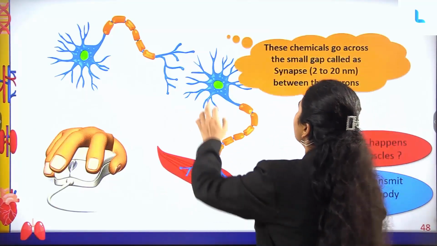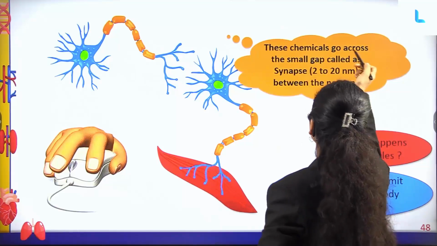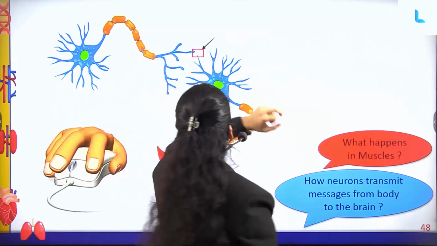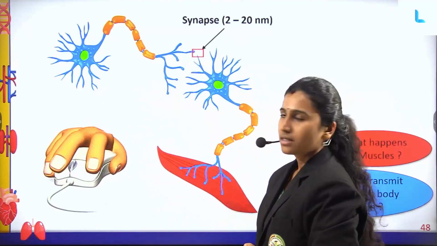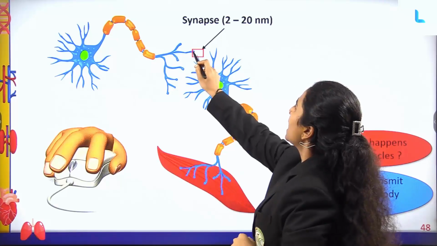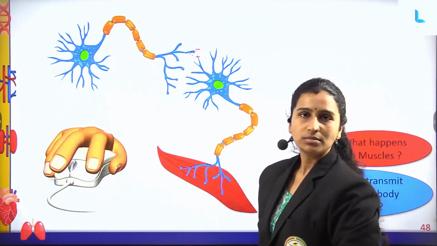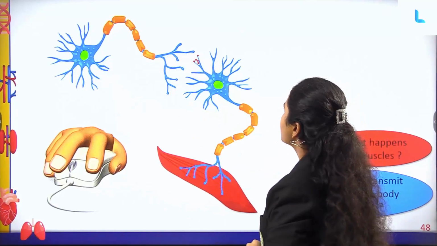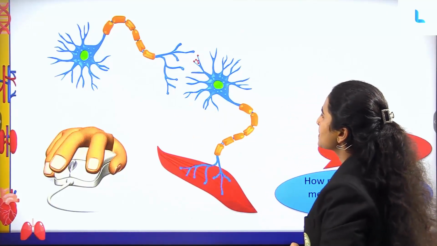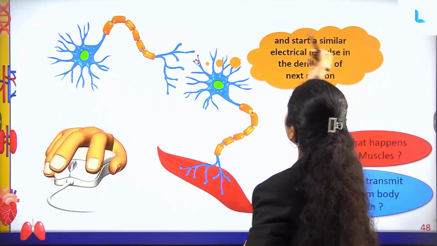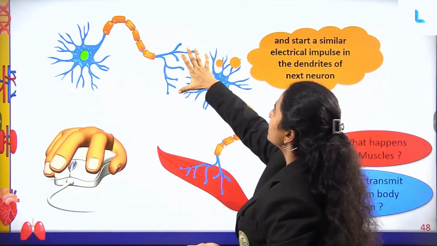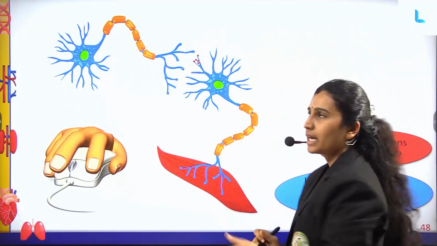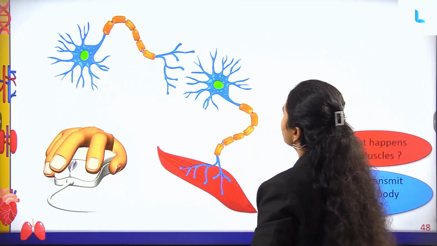So from the synapse, as I told you, these chemicals will cross a small gap called the synapse, which is 2 to 20 nm in size. From the synapse they will again enter the dendrites. See, they entered the dendrites. And they will start a similar electric impulse. Once they reach the dendrites, they will again start an electric impulse, and again it travels till the brain. It will go like this.